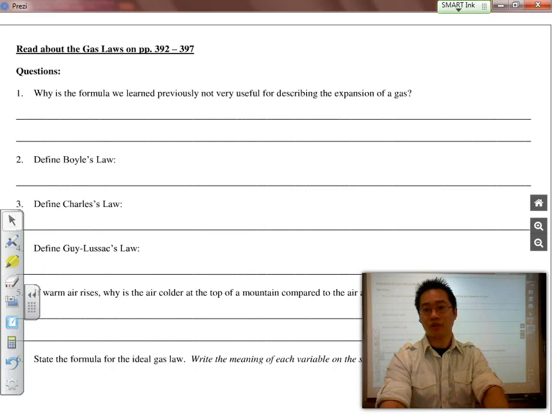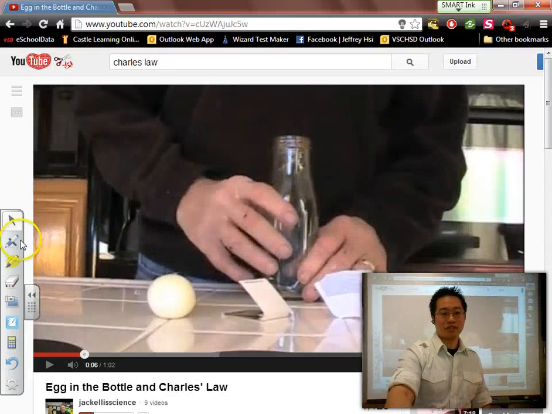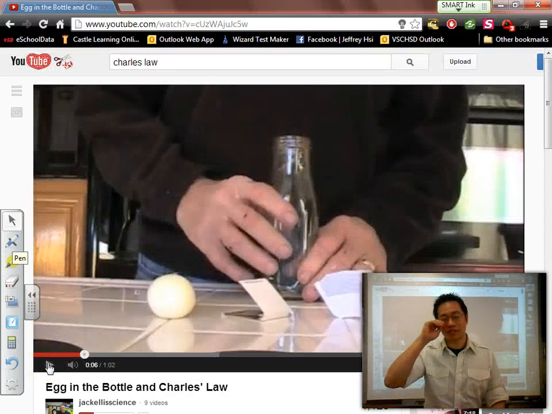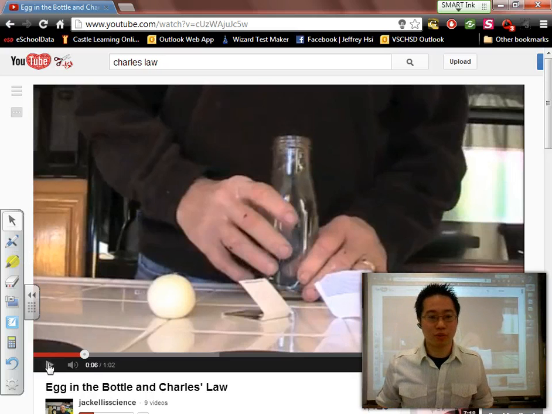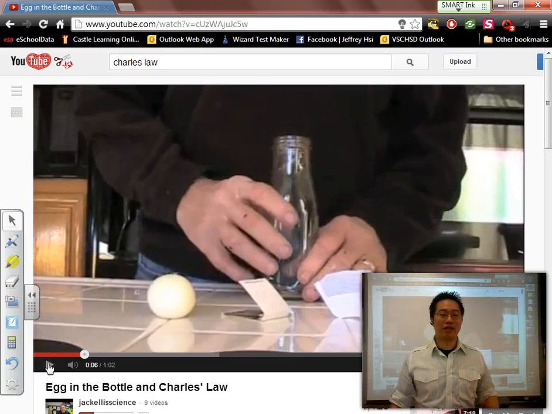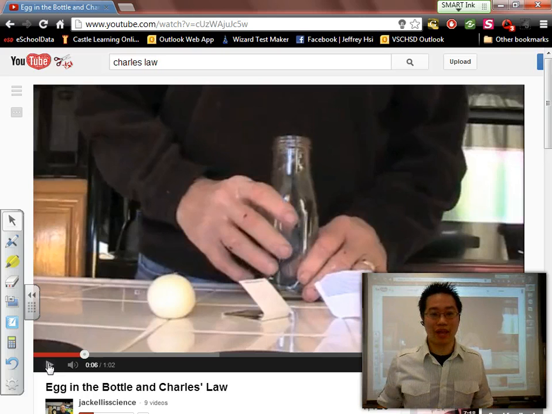And let's take a quick look at this experiment. Let me just preface this. This is a very common experiment where this is how you can get a hard-boiled egg inside a glass jar.